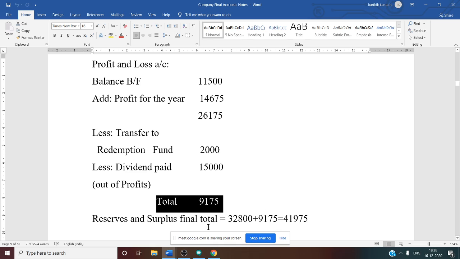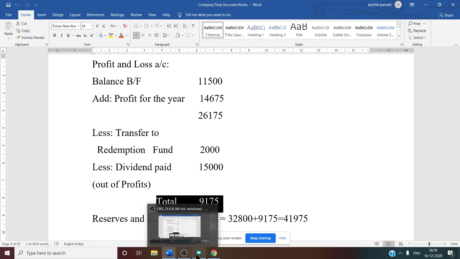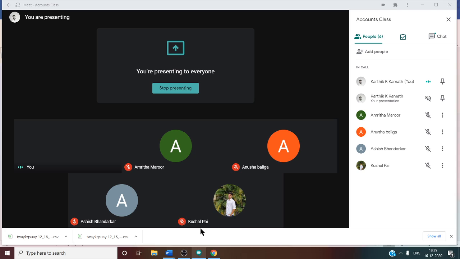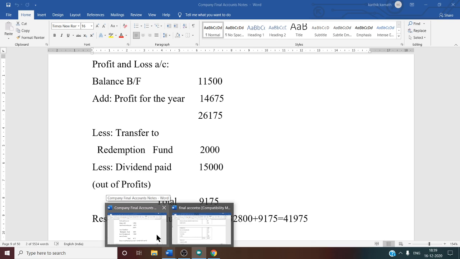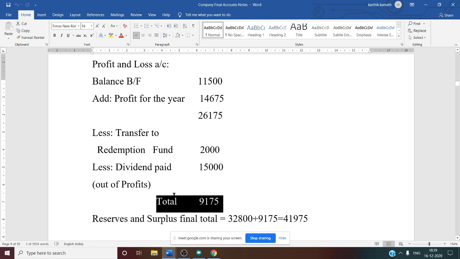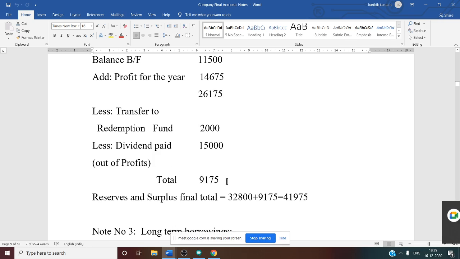So now it is very clear. But what do we want? We want the reserves and surplus total. We don't want just this profit and loss account information. Reserves and surplus total we want. That is why we have to add the previous total of reserve. So where is the previous total of the reserve? We have done it here. See this total of reserve 32,800 plus total of P&L 9,175. Final answer, note number 2, reserves and surplus, 41,975.